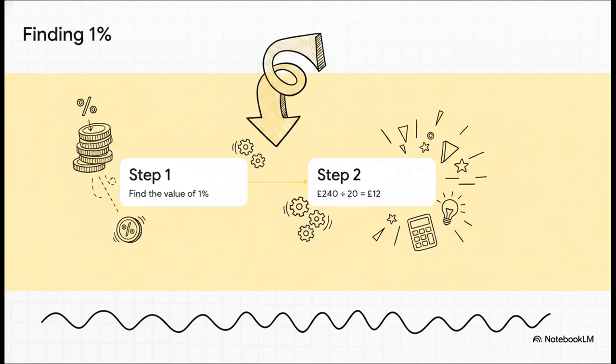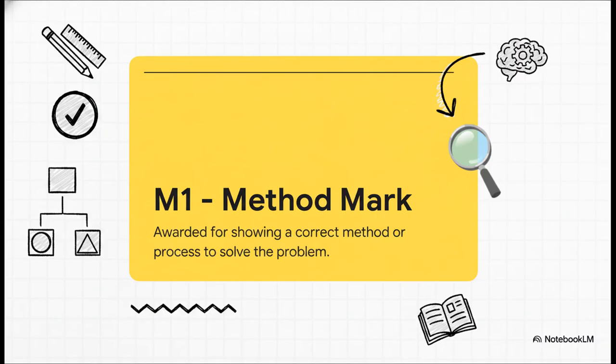Now, this step right here, this is the important one. This single calculation is exactly where you earn your first mark. Yup, that's it. Just writing down 240 divided by 20 is what gets you the M1, which stands for the method mark. By doing that, you've shown the examiner, hey, I have a correct process here. And the best part? Even if you totally mess up the next bit of the calculation, that M1 mark is already in the bag. It's yours.